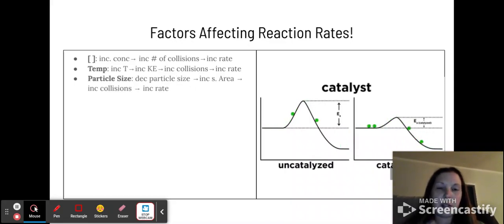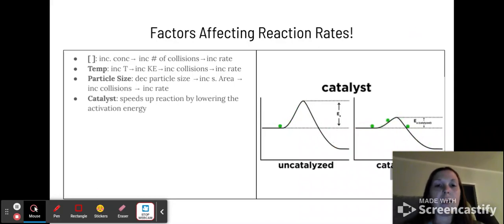Particle size. So this one's a little different from what you might consider here. If you decrease the particle size, you will increase the surface area. So if you grind your compound down into a powder, you're increasing the amount of surface area exposed, which then allows for more collisions, which increases the reaction rate. And then also a catalyst, which is what we see over here on the GIF.